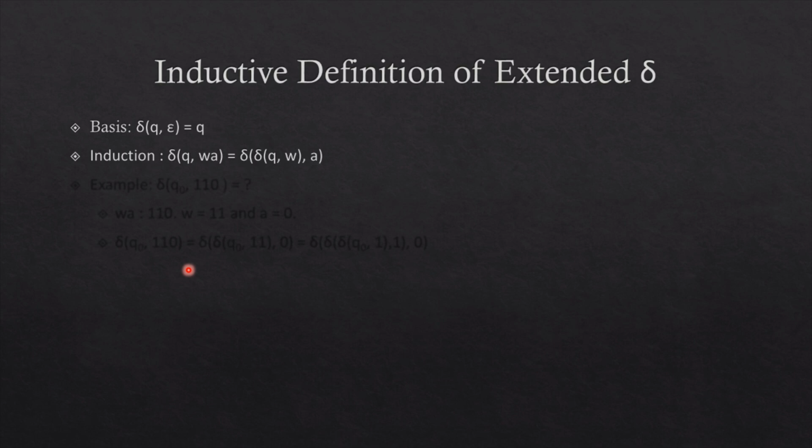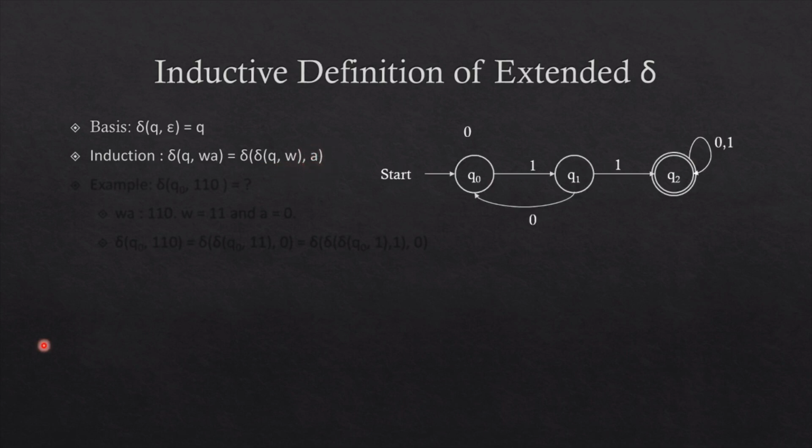And this inductive rule means to first calculate delta hat of Q and W, which of course will give you a state. And then from this state, we have to calculate the delta of that output state of delta hat of Q and W, and the last symbol A.